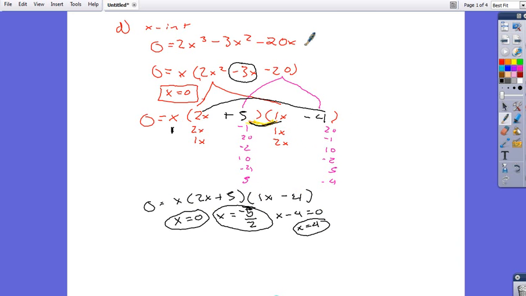Alright, so y-intercepts. Y-intercepts are easy. Make x 0. So plug in 0 for x right here. And that gives you 2 times 0 cubed minus 3 times 0 squared minus 20 times 0. So 0, 0, 0. Y-intercept is 0. Alright, so there you go. That's it for your x and y intercepts. We're done with the fourth step.